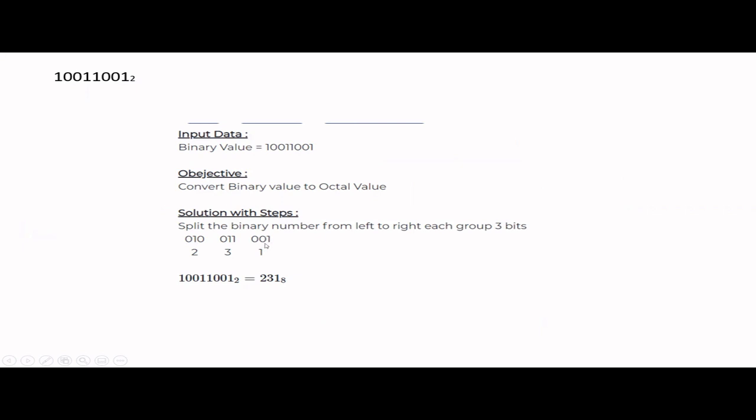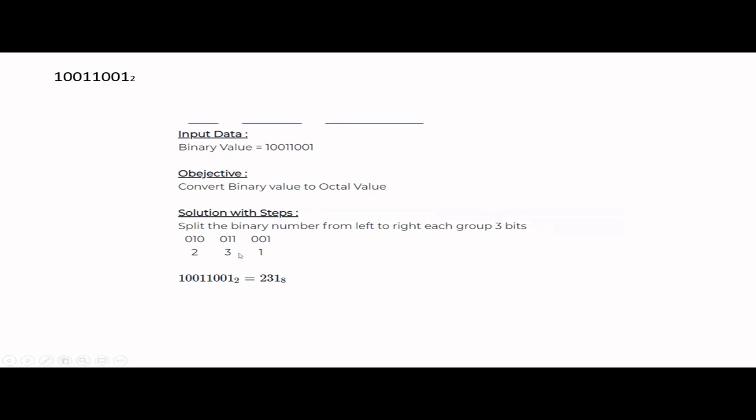Then I'm converting each cluster into an octal number. So this is 1, this is 3, this is 2. How to do it? For example, here it is 0 1 1. You have to convert this binary number into decimal. Here it's 1 into 2 to the power 0, that means 1 into 1 is 1, plus 1 into 2, that is 2. 2 plus 1 is 3. That is how we are getting this one.